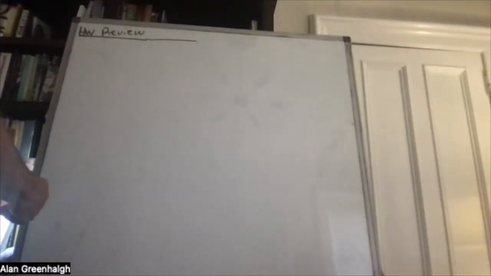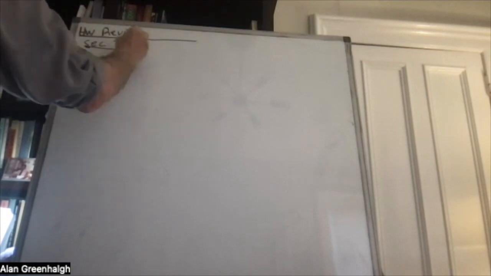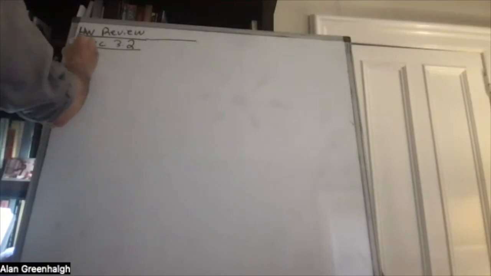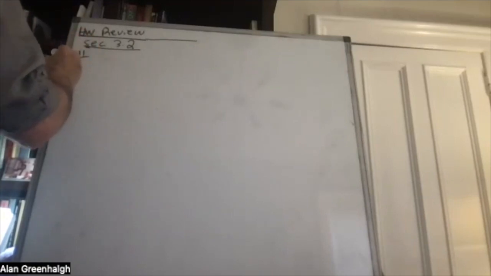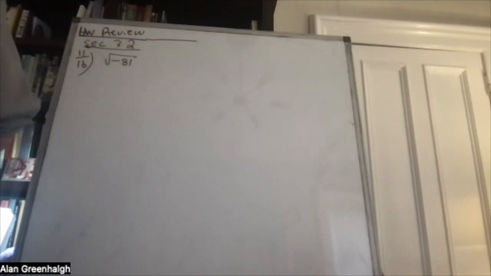So we move the screen way back up. Very important. And we look at section 3.2. And that will give us on page 11, problem 1b, which is the square root of negative 81. Great start, right? I don't know what they're trying to accomplish here, to tell you the truth. I don't know what they're trying to accomplish by taking the square root of a negative number.